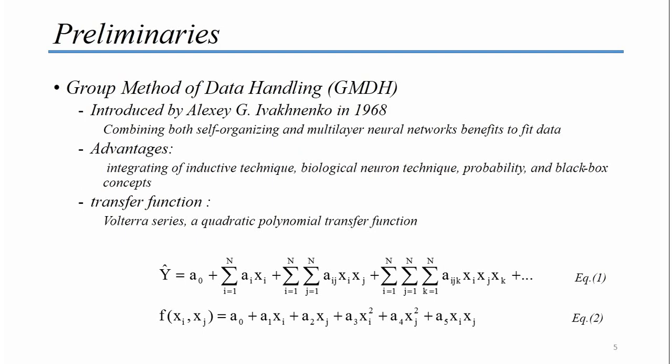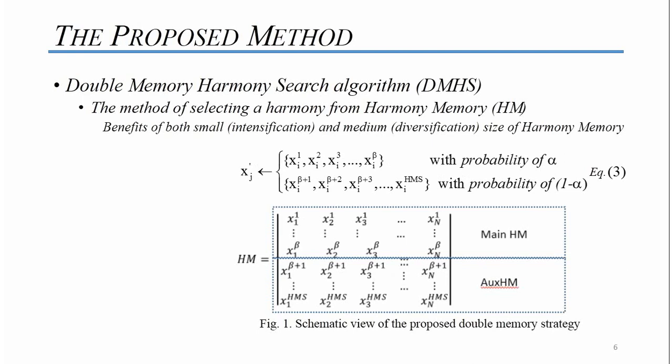The common transfer function used in GMDH type neural networks is the Volterra series, which is a nonlinear transfer function. The mathematical explanation of this transfer function is presented in equation number 1. As an example, a two-variable second-degree polynomial derived from Volterra series is presented in equation number 2. In this section, the proposed method is introduced in more details.